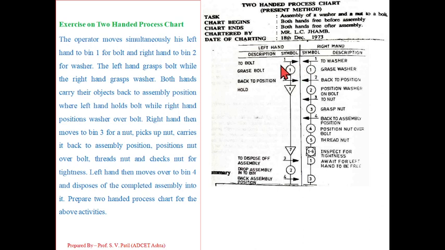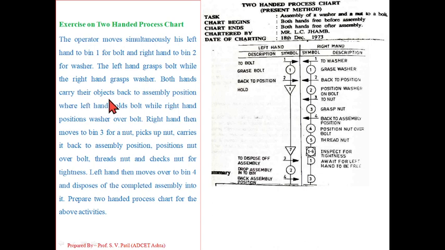Now the left hand is grasping the bolt and the right hand is grasping the washer. The operation appears for the first time, so it is numbered as 1. Now we'll read the next part. The left hand grasps the bolt while the right hand grasps the washer.